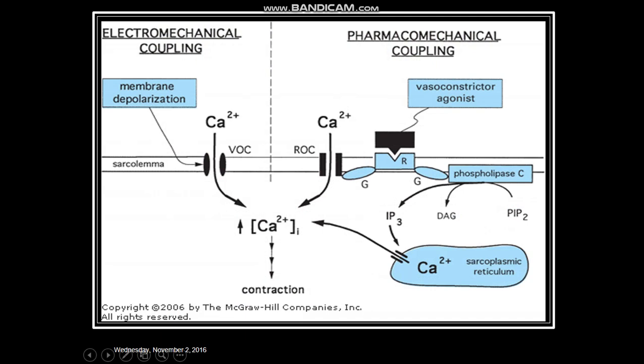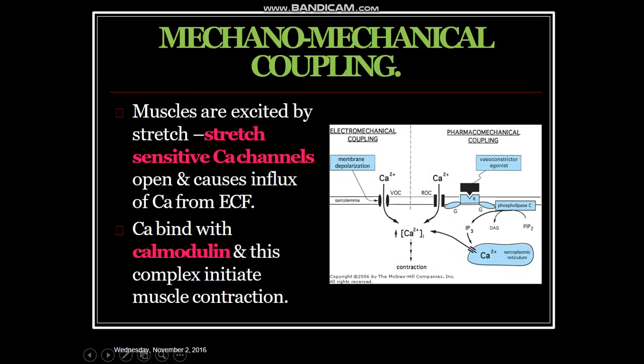See, the calcium in the case of a smooth muscle enters from two sides. One is from the extracellular fluid and the other is from the sarcoplasmic reticulum. And when the contraction has taken place, then it has to again come into the sarcoplasmic reticulum. These phospholipase C, vasoconstrictor agents, they are very much important. Then comes mechanical coupling. Muscles are excited by stretch, very much important.